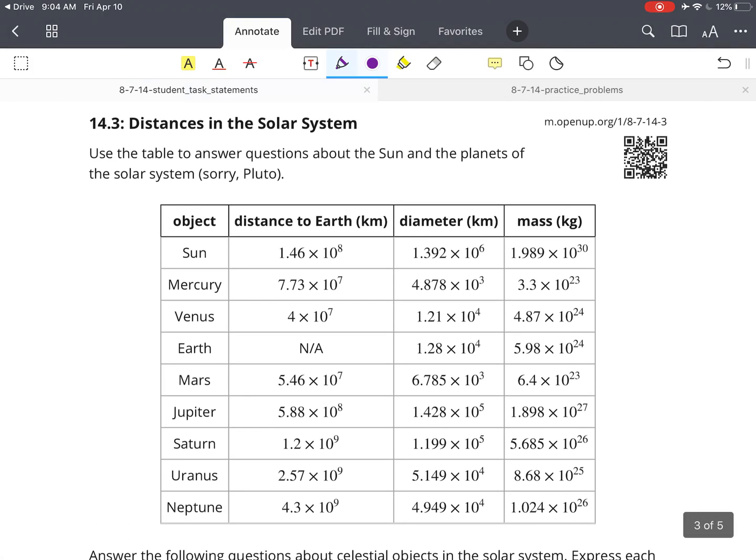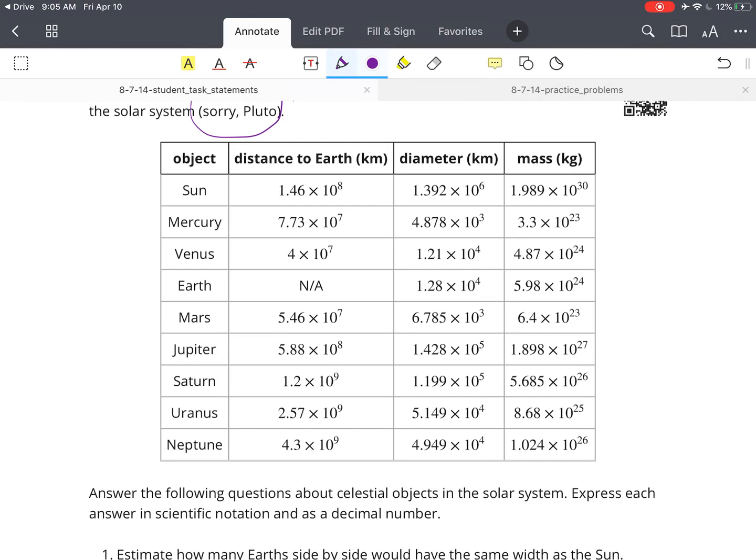Ooh. So use a table to answer questions about the sun and the planets, the solar system. Wow. Throwing shade here. Bruh. I'm going to throw my iPad out the window. Wow. Sorry, Pluto. You know what? I'm gonna get a tattoo of Pluto at some point. Did you guys know I'm actually getting a sleeve done right now? If you didn't know, damn, I'm missing out.